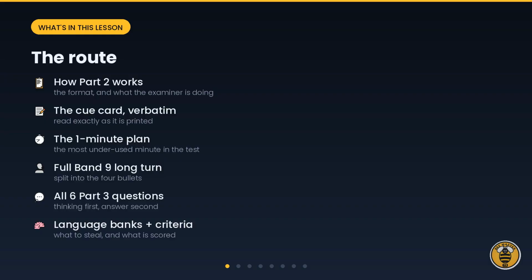Here is the plan for the next few minutes. First, how part 2 actually works, so you know what the examiner is doing. Then the cue card itself, word for word. Then the 1 minute of planning, which is the most underused minute in the whole test. After that, the full model answer, broken into the 4 bullets. Then part 3, all 6 questions, each one with the thinking first and the answer second. And we finish with 2 language banks and the band 9 criteria.